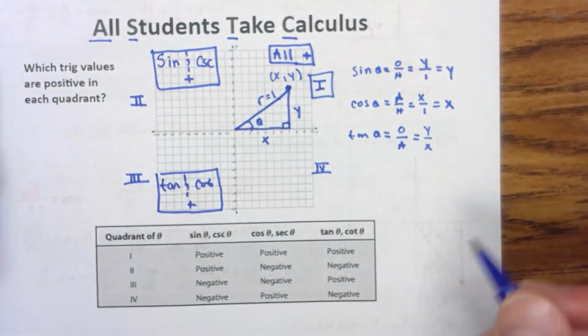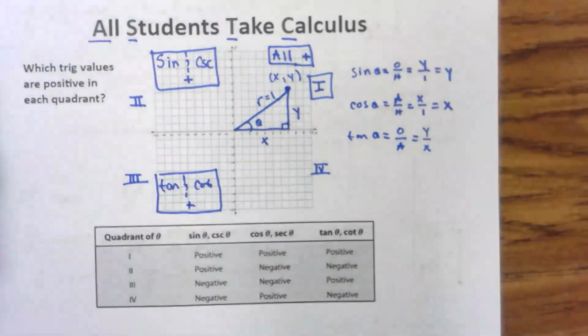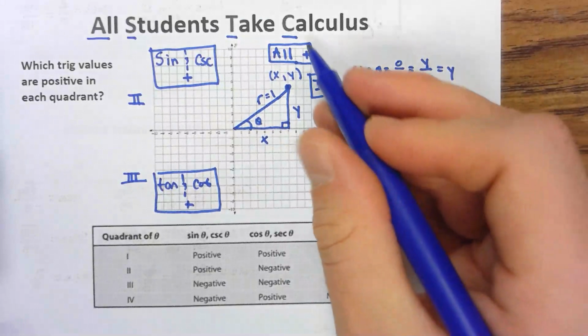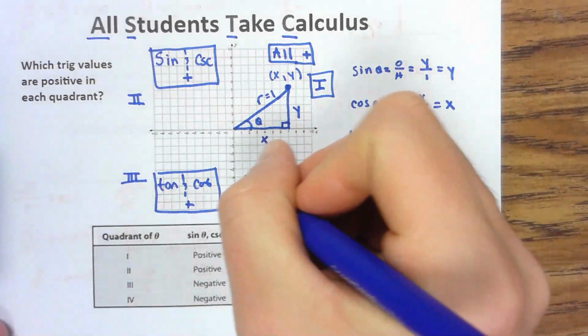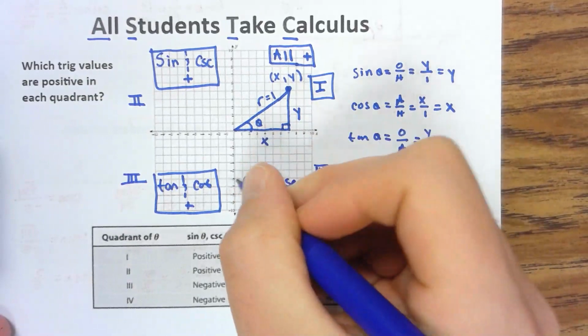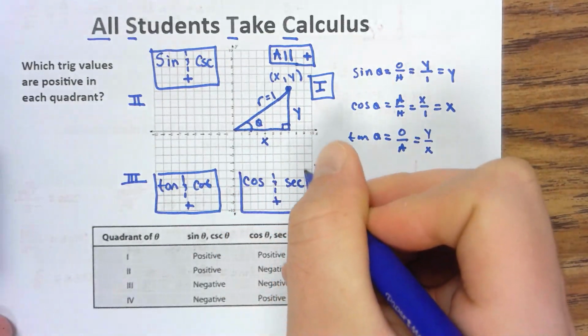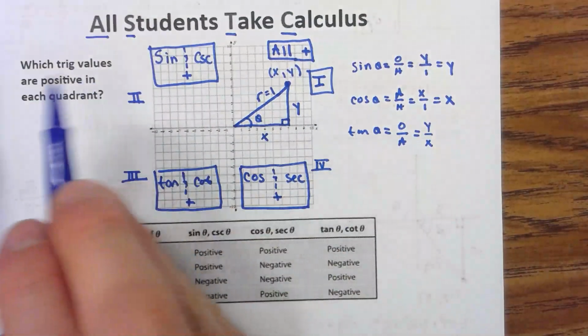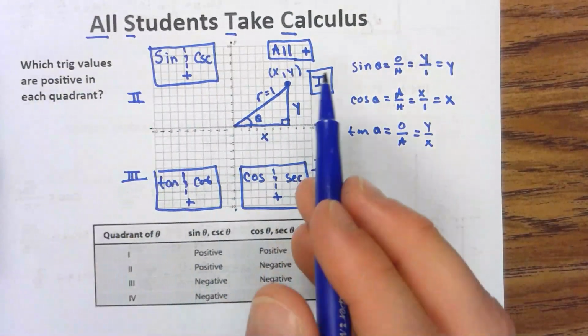And then in quadrant 4, where x is positive but y is negative, cosine and its reciprocal are going to be positive. So that's cosine and secant are positive. Okay, so again, all students take calculus.